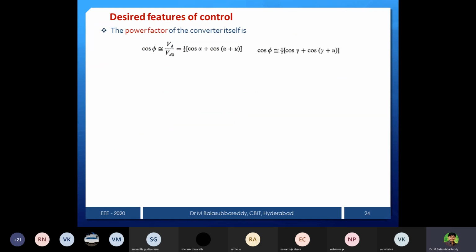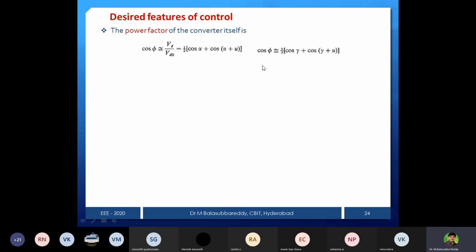And now we can see the power factor of the converter formula. As you know, one relation from the previous class: VD, the average output voltage, is equal to VD naught into cos phi. If you are considering overlap, the final average expression of voltage I can represent as 1 by 2 into cos alpha plus cos of alpha plus mu. This is the case of alpha and mu as the rectifier formula.